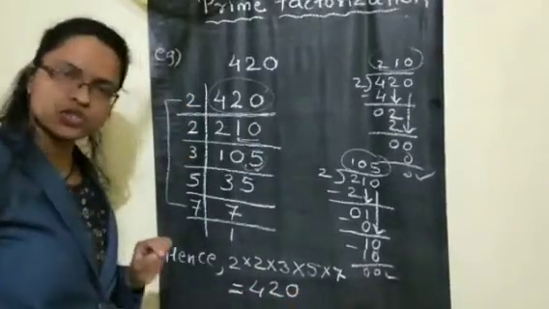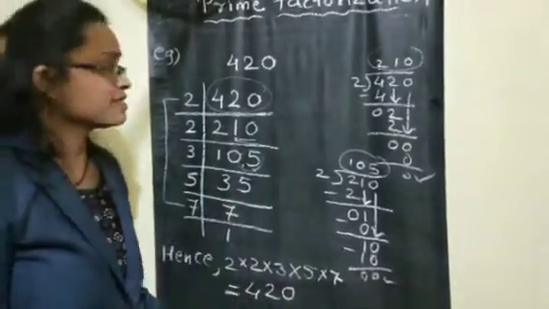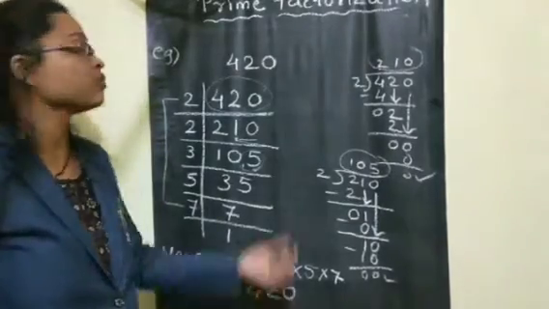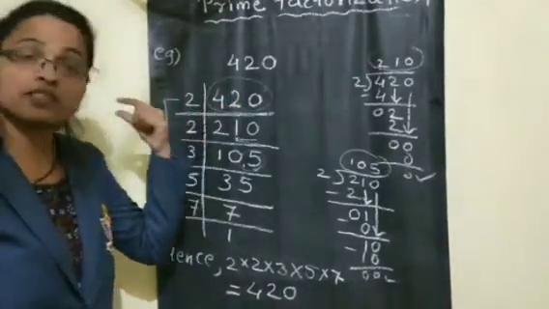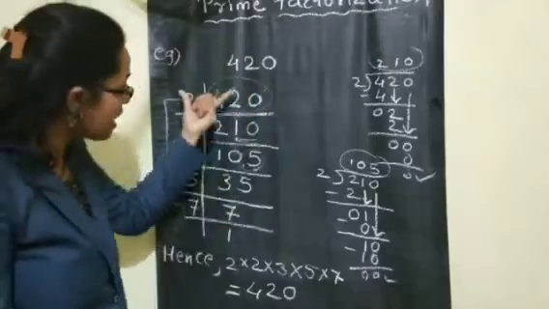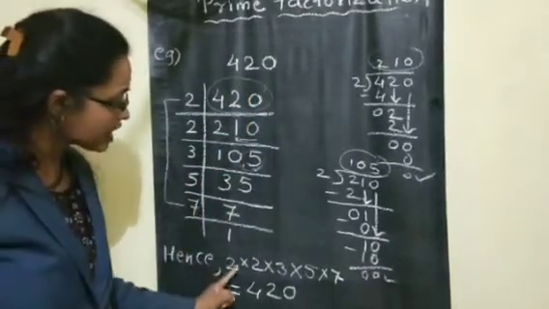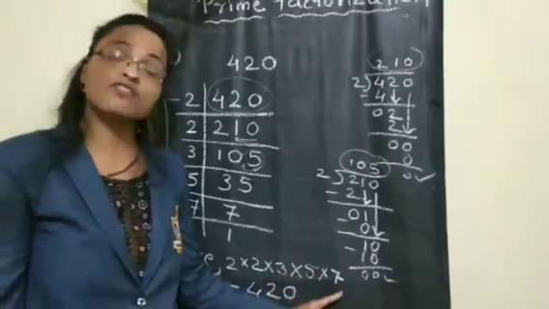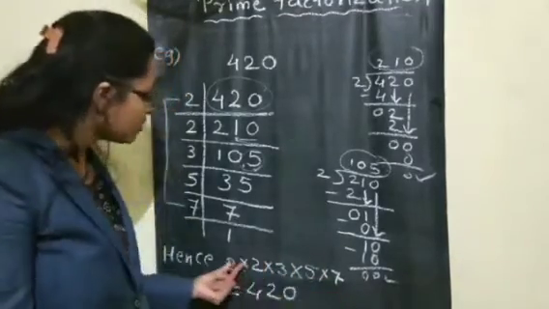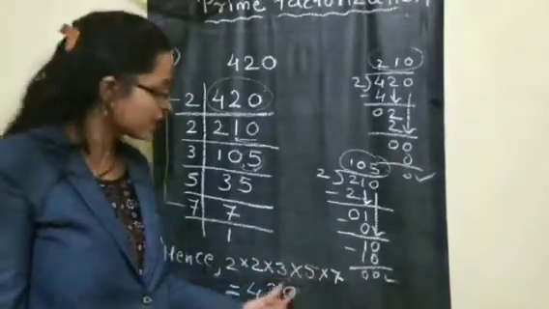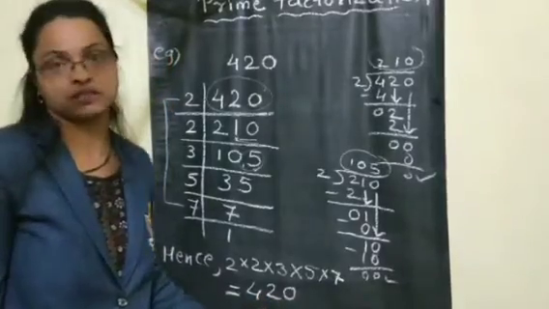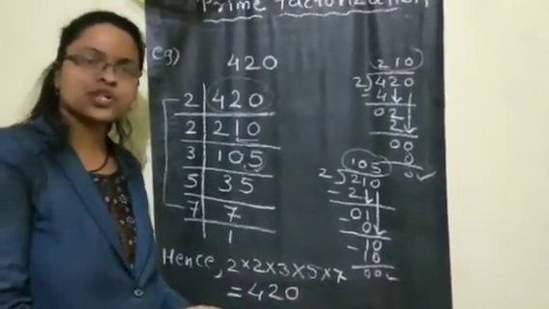420. Understood? So this is called prime factorization. Whatever number is given, we divide that number by prime factors, and whatever factors we get, we write in the form of a product. If you multiply all these numbers, you will get the total 420. Why is this called prime factorization? You understood?